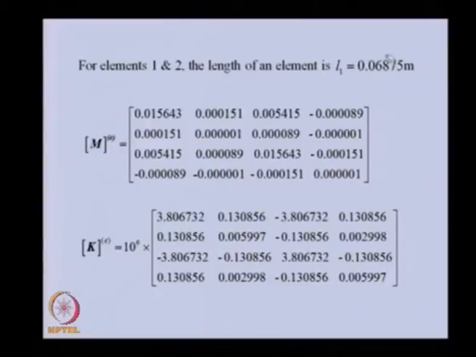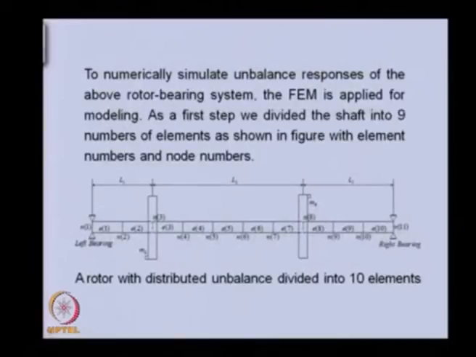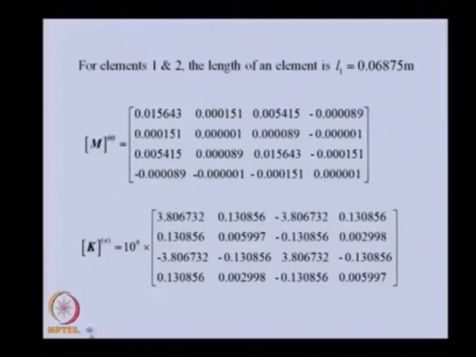Other properties of the shaft element we have already given in the table, so that can be used to obtain the mass and stiffness matrix for element 1 and 2 of the shaft. So element 1 and 2 mass and stiffness matrices are like this.